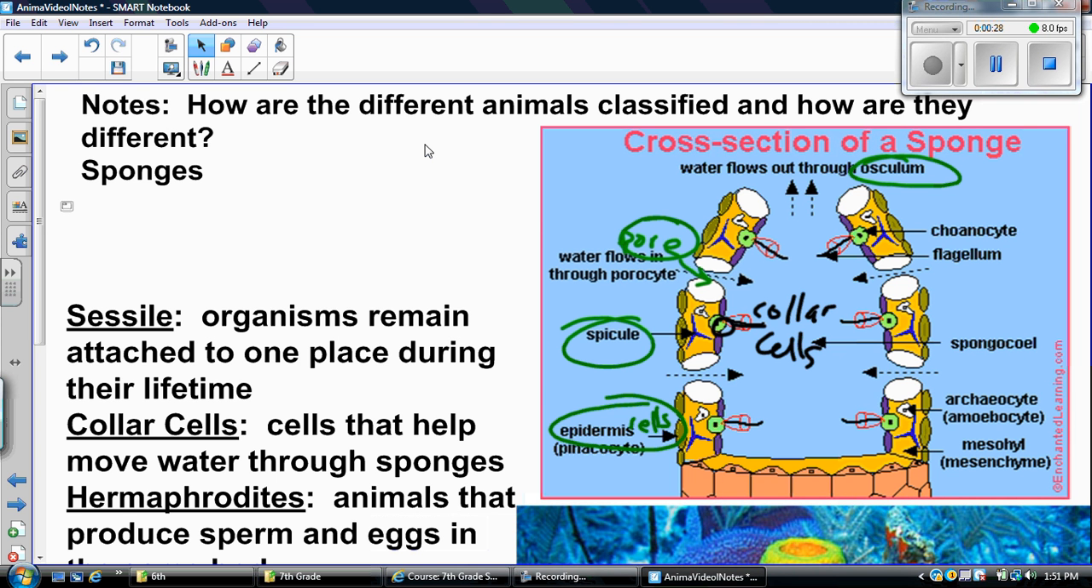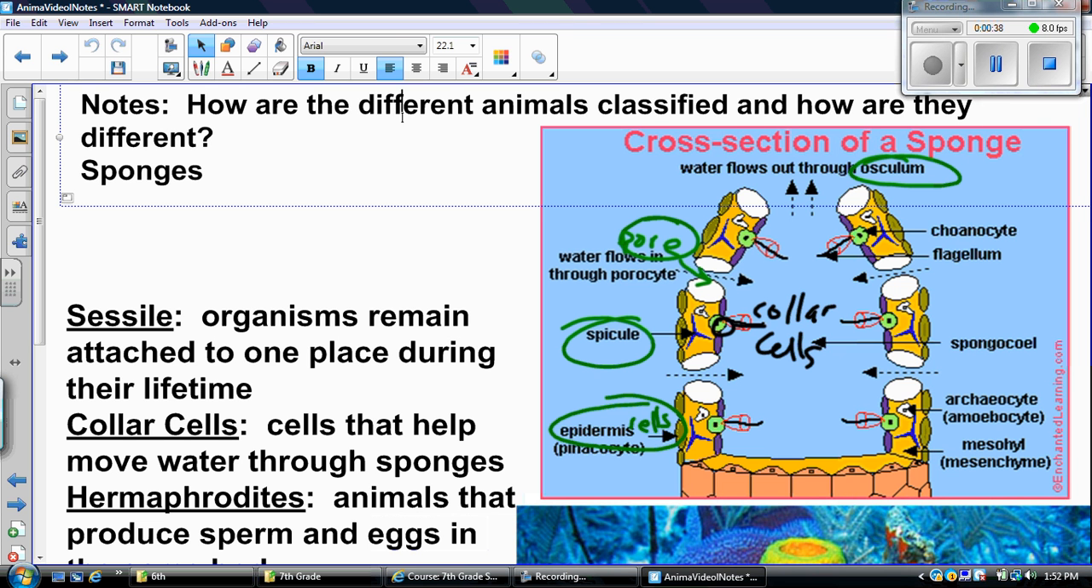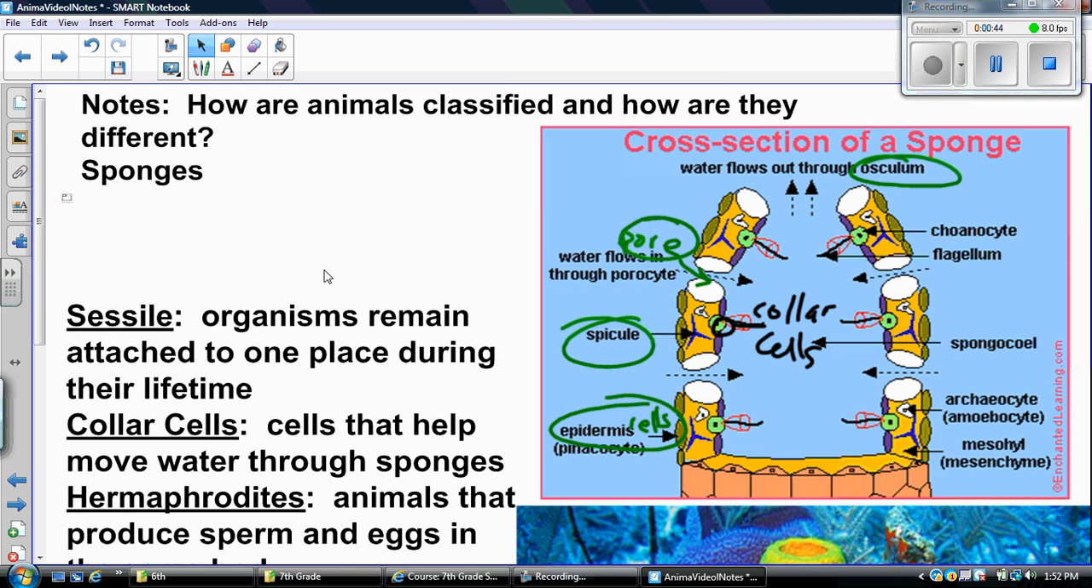Or you can always find one similar to mine and print it out, but keep it with your notes. So the first one we're going to talk about: how are animals classified and how do they differ from each other?